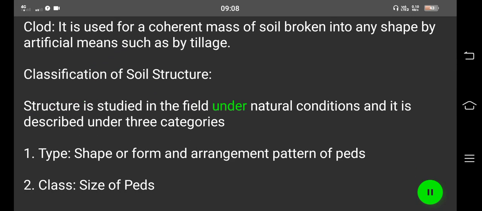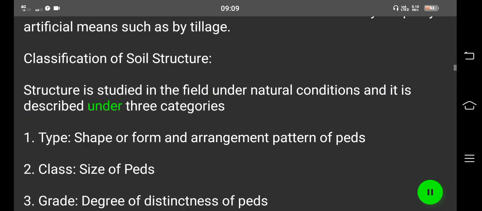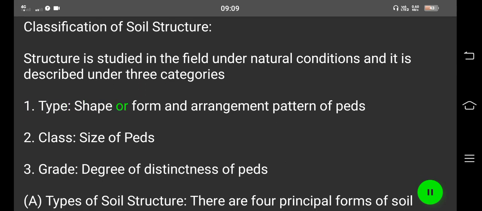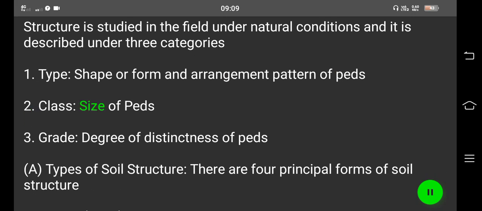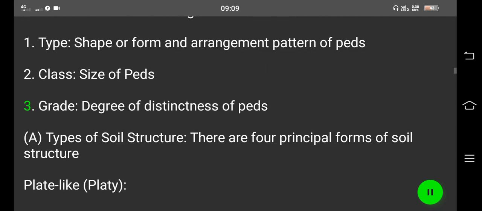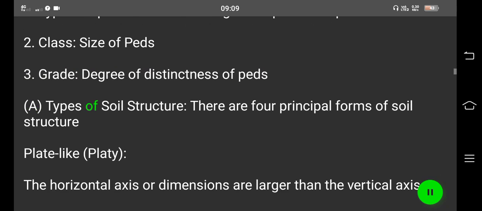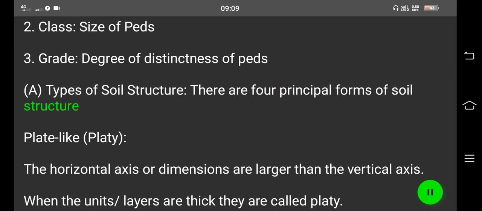Structure is studied in the field under natural conditions and it is described under 3 categories. 1. Type: shape or form and arrangement pattern of peds. 2. Class: size of peds. 3. Grade: degree of distinctness of peds. A. Types of soil structure. There are 4 principal forms of soil structure.